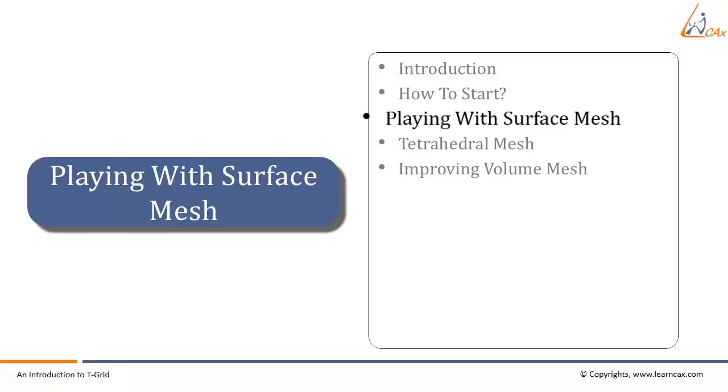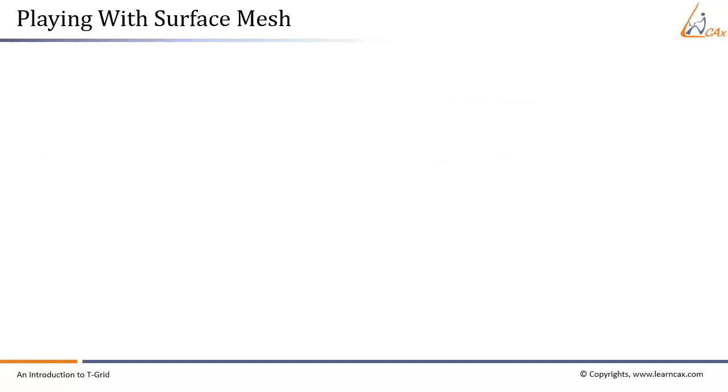Now, let's move to our third chapter, that is, playing with surface mesh. Volume mesh generation in TGrid is possible from available boundary mesh. Boundary mesh required for grid generation is taken as an input from other softwares. Boundary mesh needs to be checked for defects and repaired to get good quality.